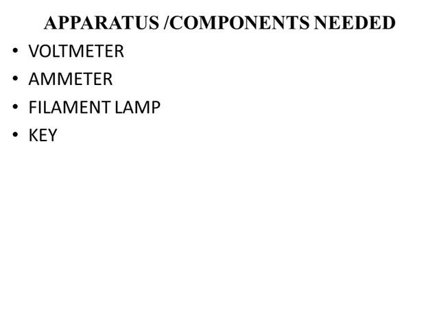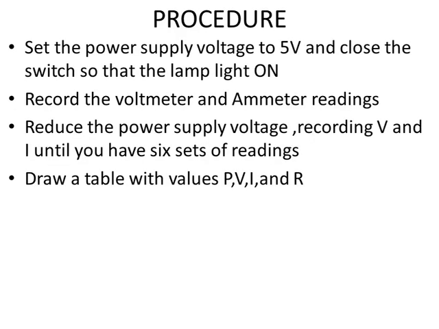The apparatus needed are a voltmeter that measures our voltage, an ammeter that measures the current, the filament lamp itself, and a key. A key is just like a switch. In a circuit diagram, when the key is closed, it means the current is already flowing through that circuit. Then when you no longer want the current to flow, maybe you are busy doing something else and you don't want to run down your battery, then you remove the key. So we move on to the procedure.